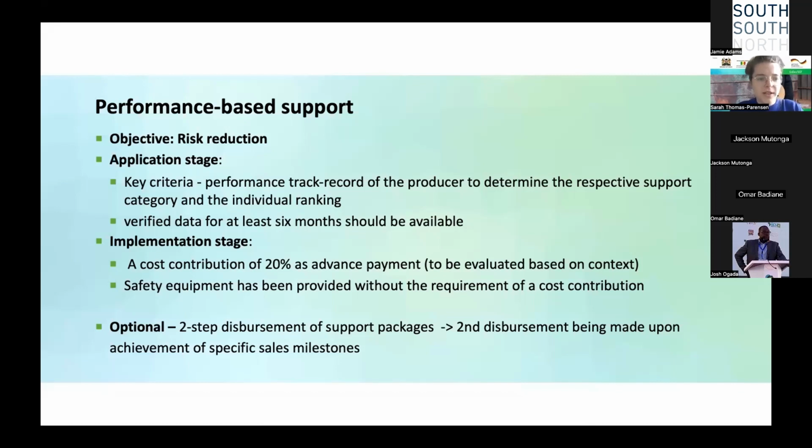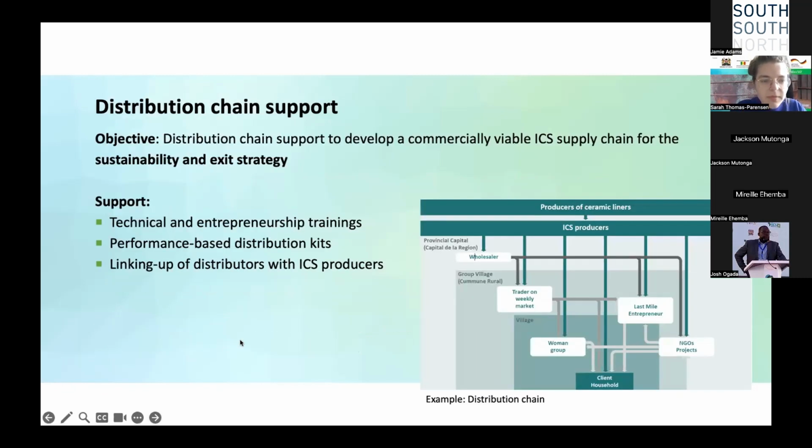And then what is always part of the performance-based support is safety equipment, which we are providing without an own contribution, because we want to put a high focus on that. It is really important that each producer has the safety equipment in place and is utilizing it. And then, depending on how many producers you are supporting and how far you go with the monitoring, you could also do a two-step disbursement of the support packages, depending on specific sales milestones that you set for the producers. And this would be the three key design elements of the approach.